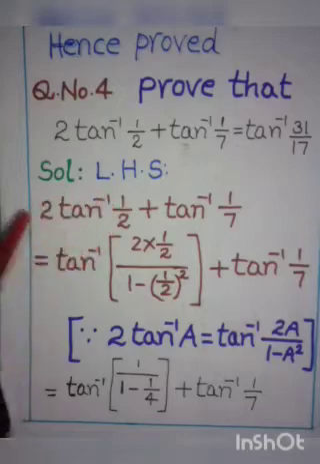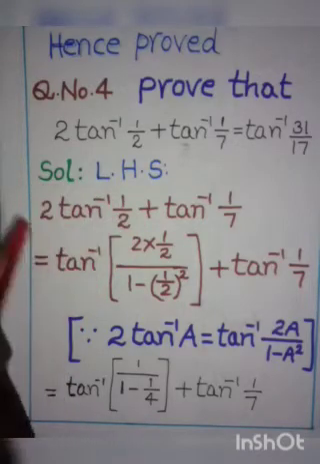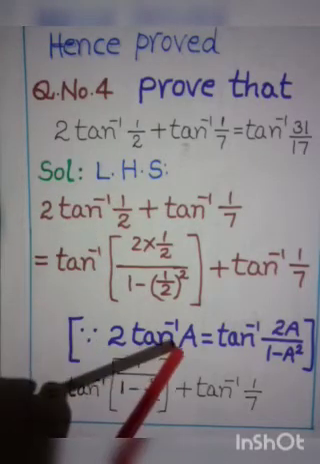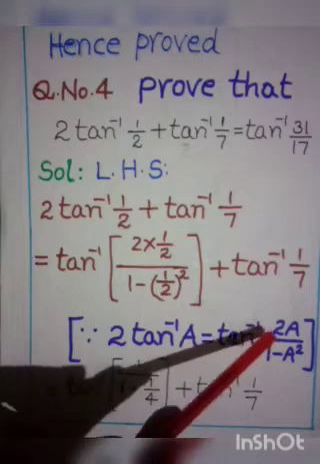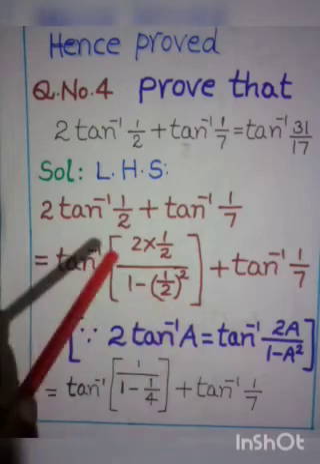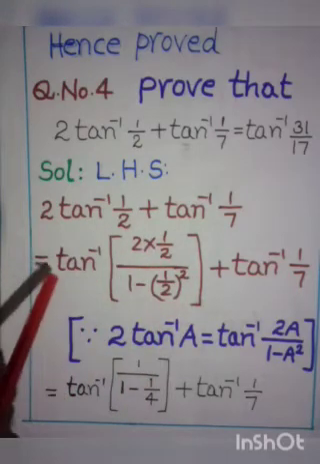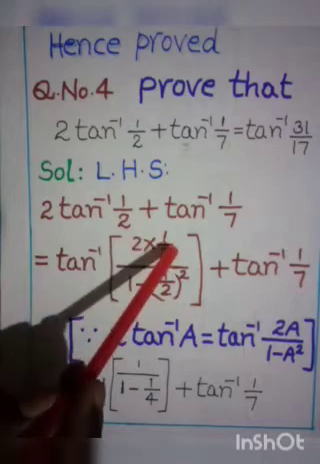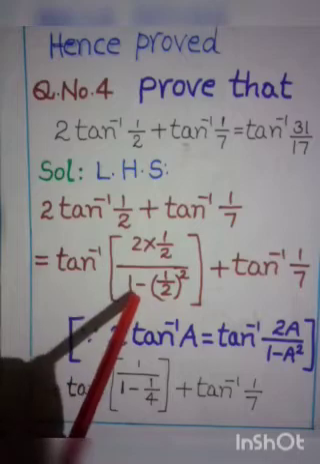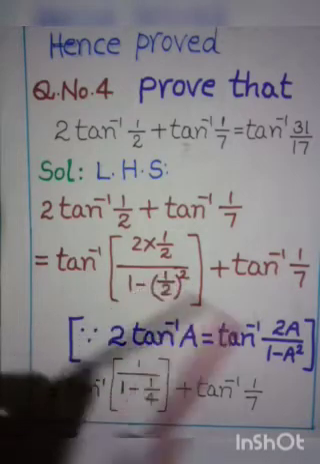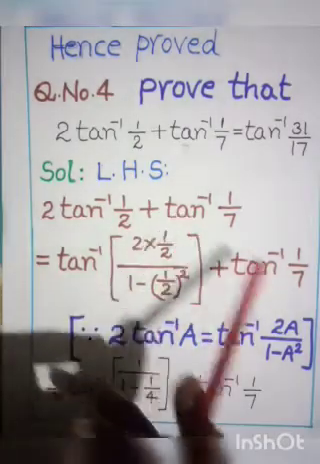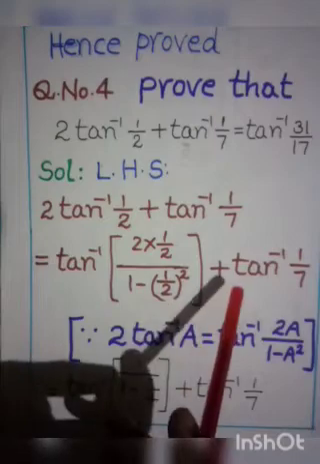Now, if you observe the first term, this is in the form of 2 tan inverse a. There is a formula: 2 tan inverse a is equal to tan inverse of 2a by 1 minus a square. By using this formula, I am writing the first term, that is equal to tan inverse of 2 into 1 by 2 by 1 minus 1 by 2 whole square, where a means here 1 by 2. I am writing the second term as it is. Understood this step, my dear children?